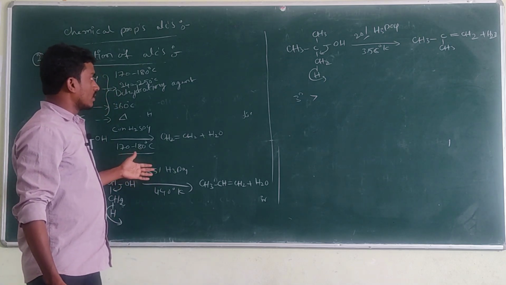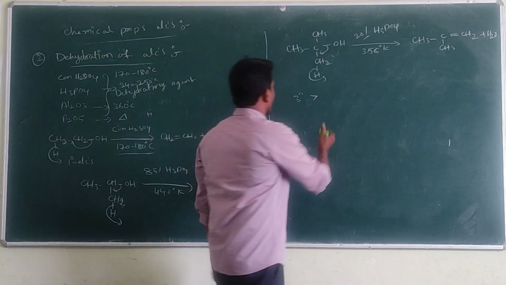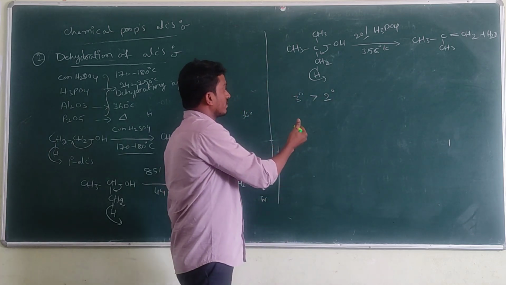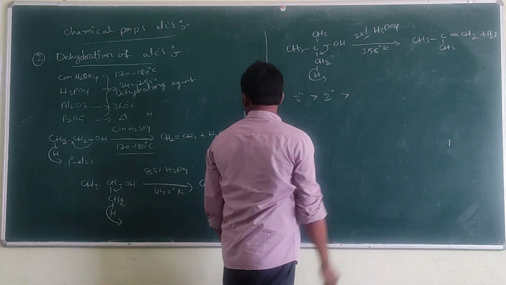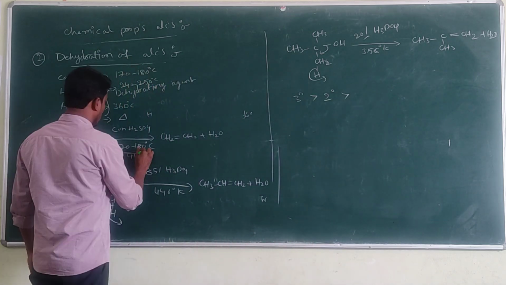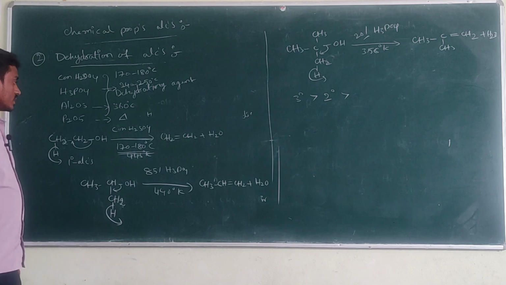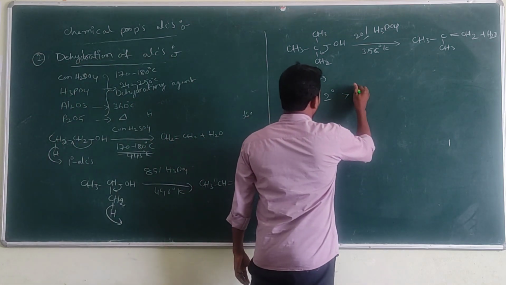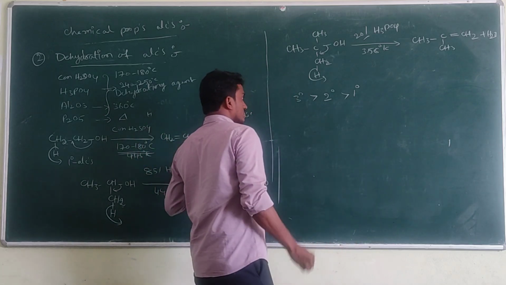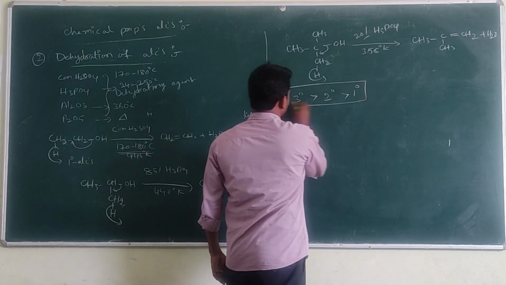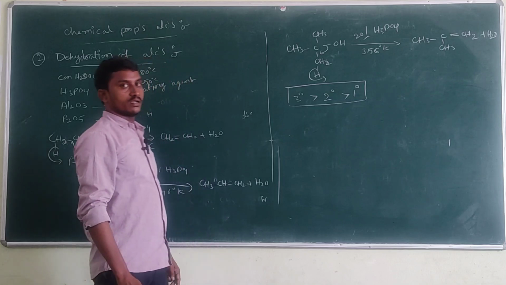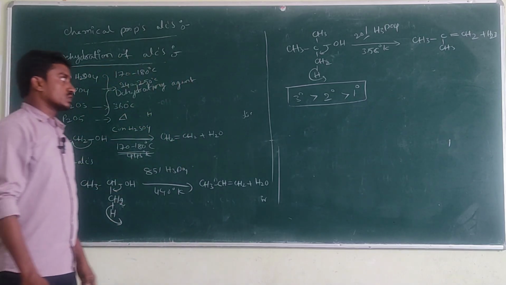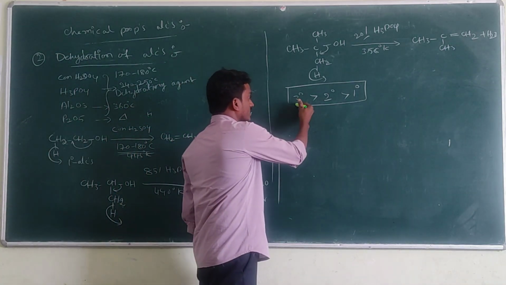Strong conditions are required when compared to the tertiary alcohol. Next, ease of dehydration in the case of secondary alcohols. In the case of primary alcohols, 443 Kelvin, that is 170 degrees centigrade, and highly drastic conditions are required. So this is the order of reactivity, the order of dehydration in the case of different alcohols. Easy dehydration takes place in tertiary.